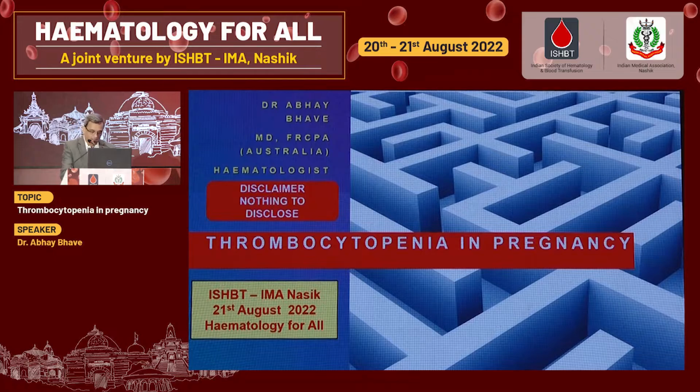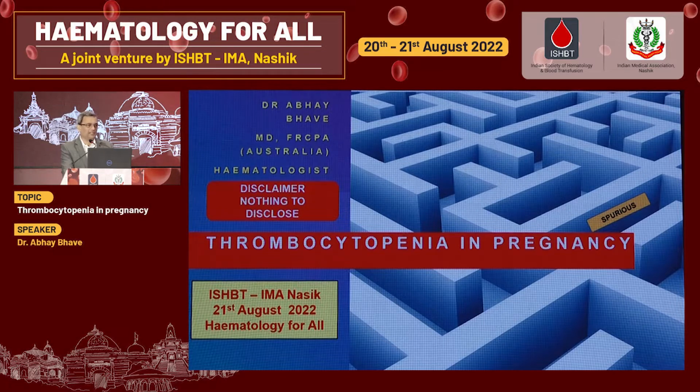In terms of disclosure, I have nothing to disclose for this lecture, other than the fact that the roads from Mumbai to Nasik were not very good, but I had a fantastic driver who brought me well in time. So I'm hoping, like he led me here, I'll lead you through thrombocytopenia in pregnancy. It's a maze. Let's see if we can make some sense.